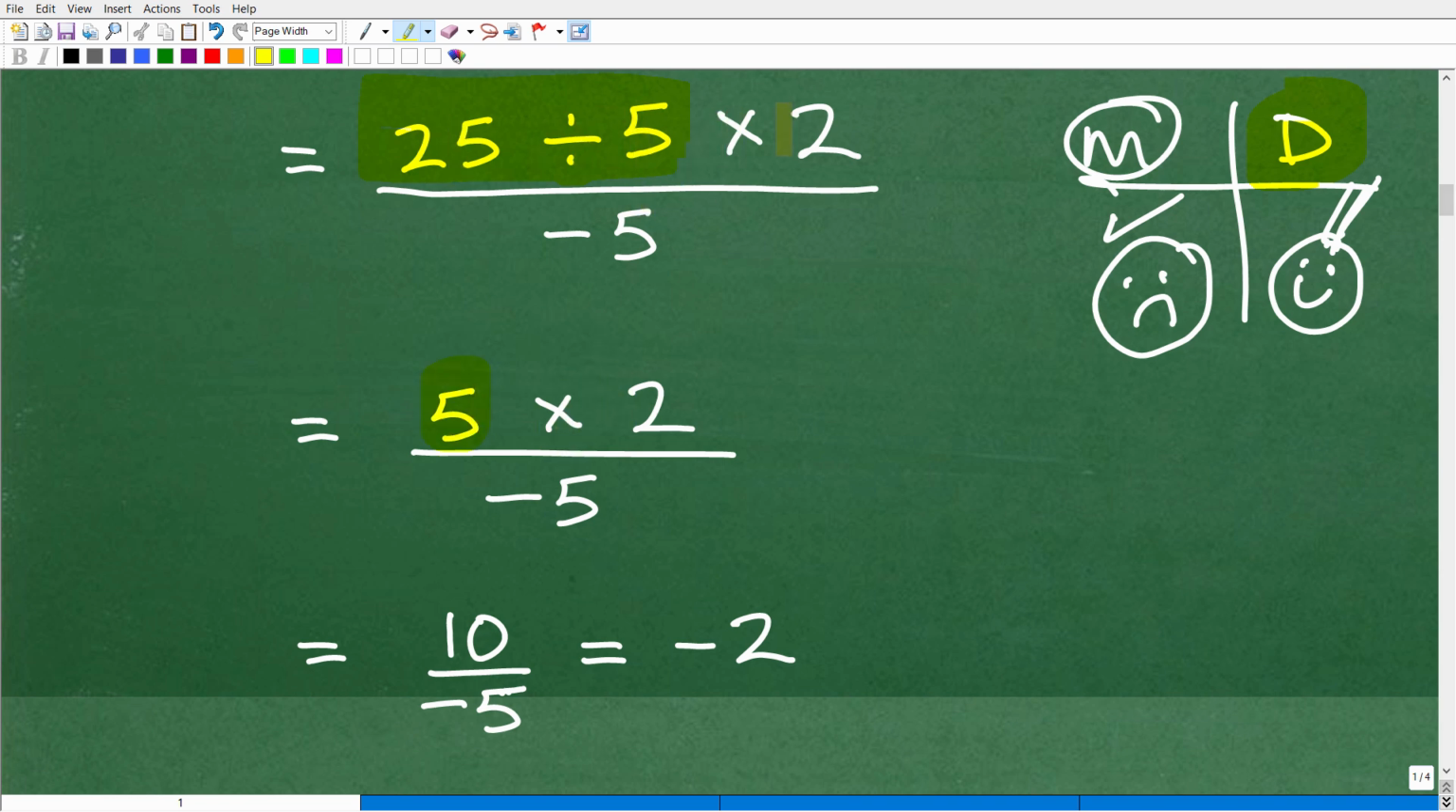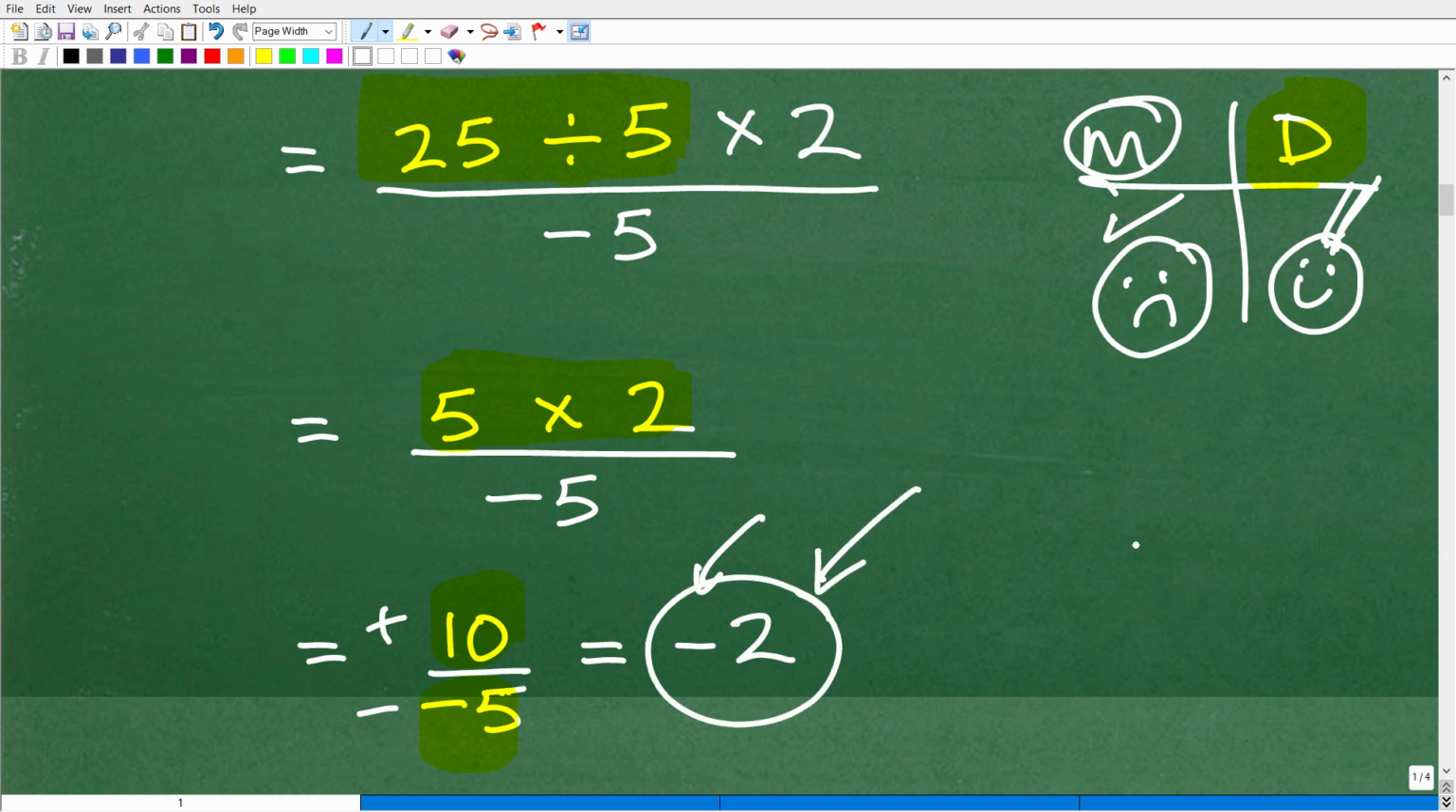And now we're left with this being 5, and we have times 2. So we're finishing up 5 times 2, of course. That's the only thing we have to do on our numerator is 10. And then we have this negative 5. So we have 10 divided by negative 5. Of course, you know, maybe you don't know, a positive divided by negative is a negative. 10 divided by 5 is 2, but the sign is negative, and this is the final answer.